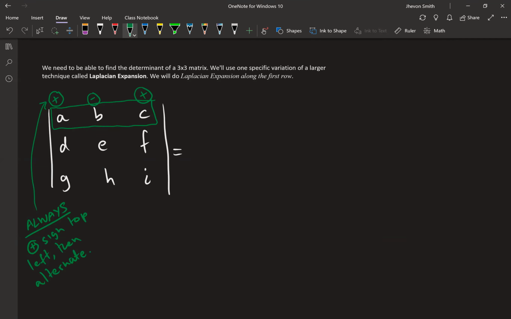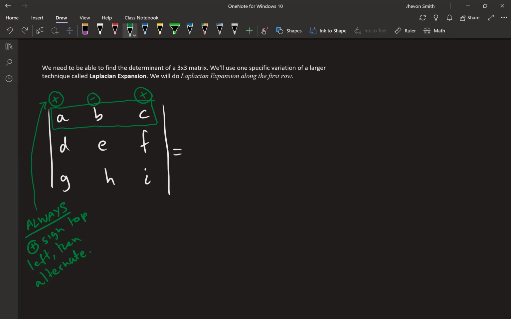Okay, so even if I wanted to run these signs along some other row or column, for example, the second column, I could just start with a positive on the A, move over to the B, it's negative, then this would be positive, that would be negative, right? But in general, let's just keep it in the first row.